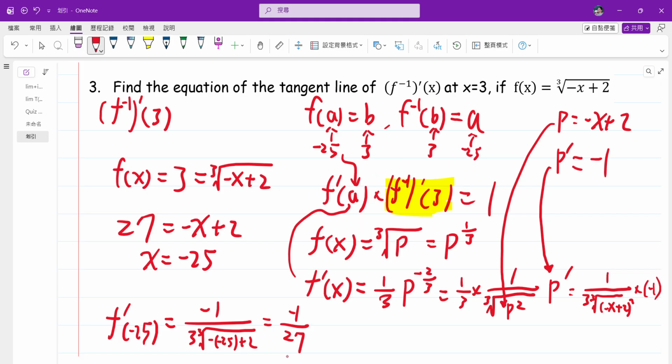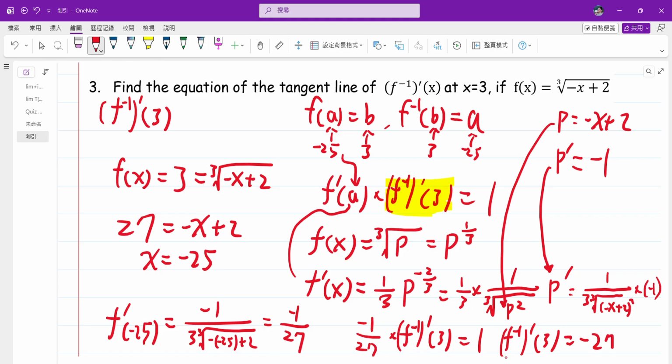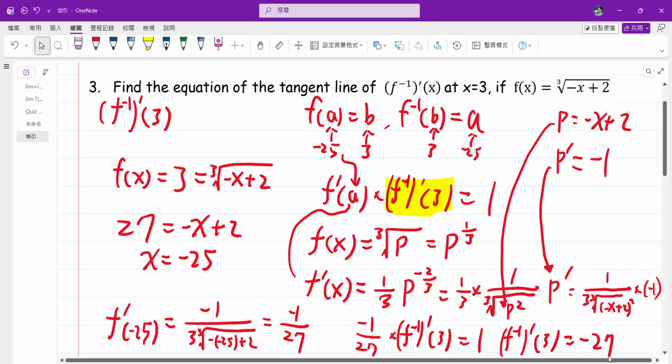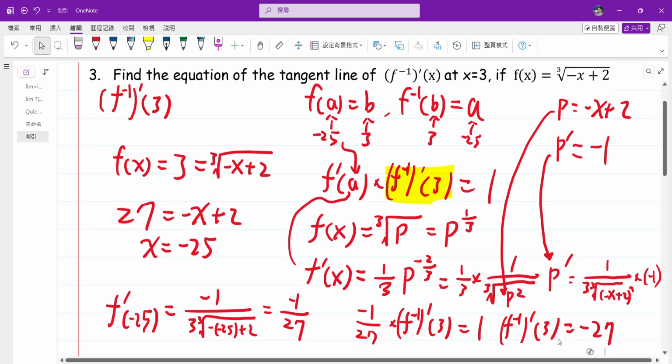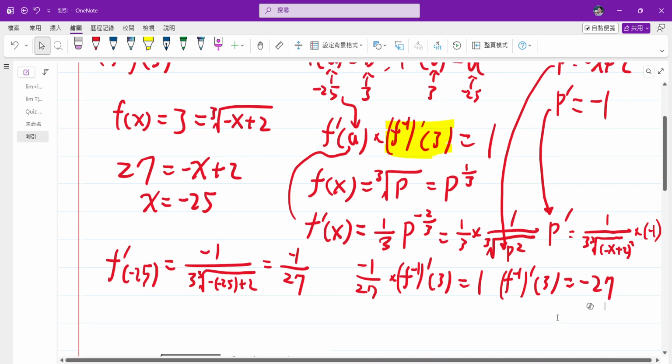So you can write down negative 27 times this equals 1. So the final solution equals negative 27. Oh, but we are looking for the equation, right? Not only the slope. Okay.